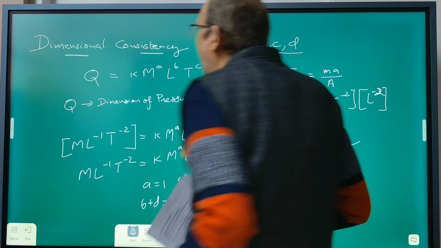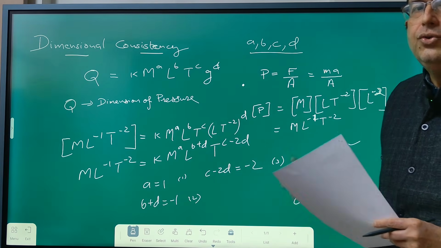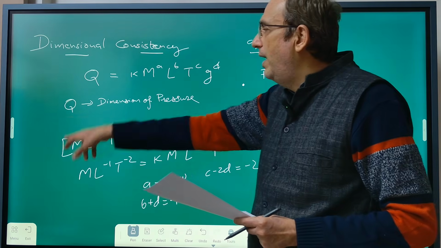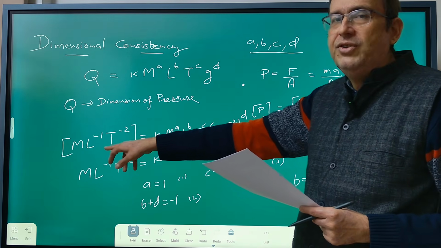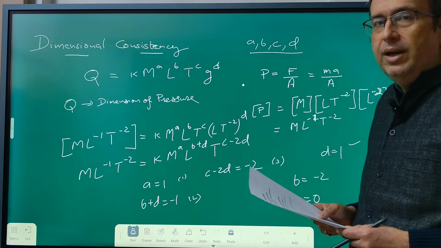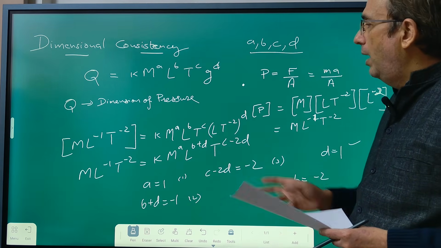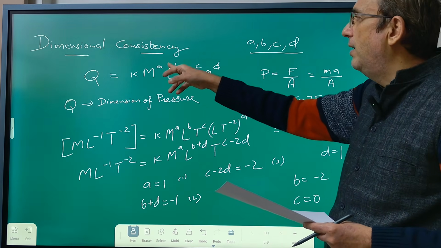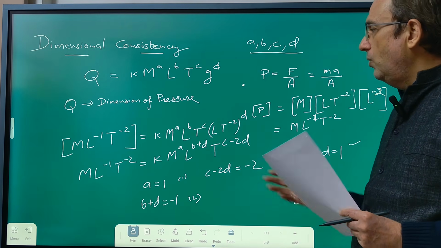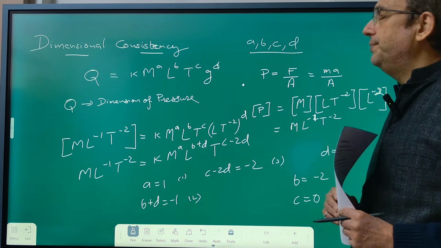So this is basically dimensional consistency that we are dealing with. On the right hand side and on the left hand side, you should have the same dimensions. On the left hand side, you have the dimensions of pressure, so on the right hand side also, the total dimension should be of pressure. And if it is of this form, then the value of A, B, C can be calculated. And so that is how you do it. Okay.